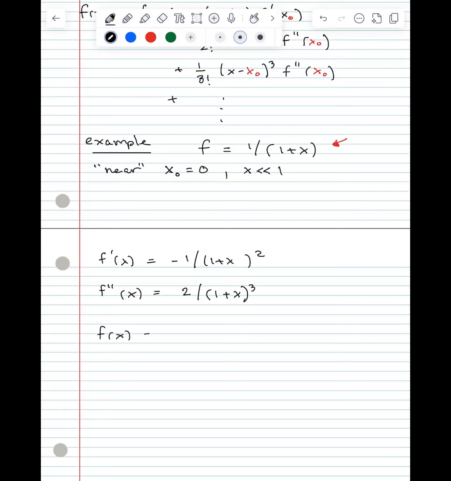Then f of x can be written as 1 over 1 plus x0, minus x0 times 1 over 1 plus x0 squared, plus 1/2 of x minus x0 squared times 2 divided by 1 plus x0 cubed, and so on.